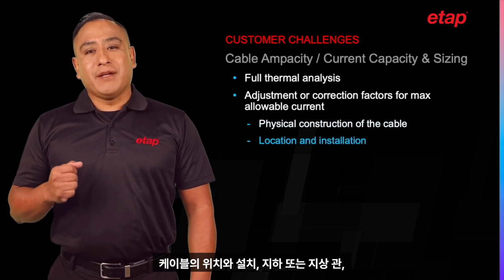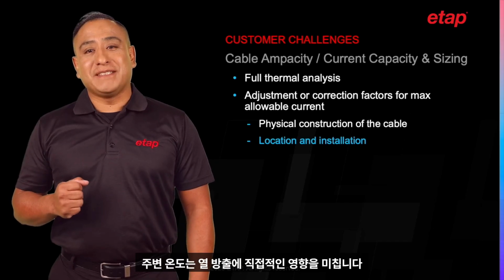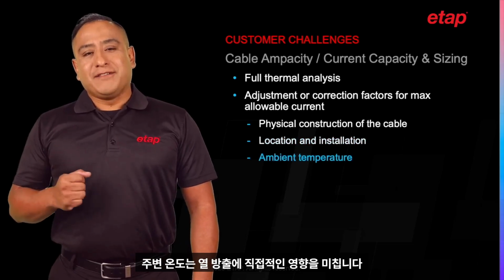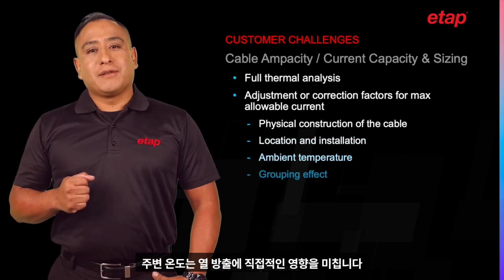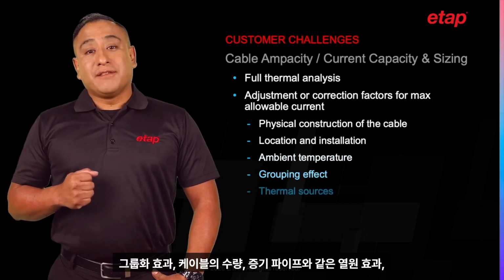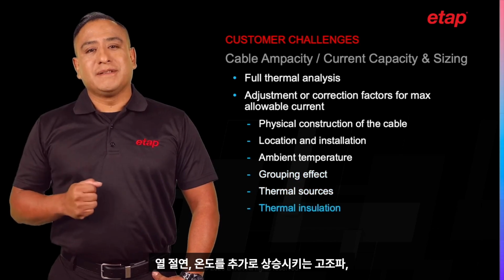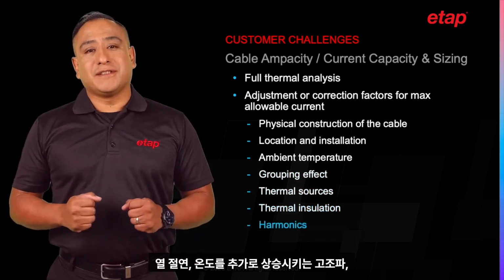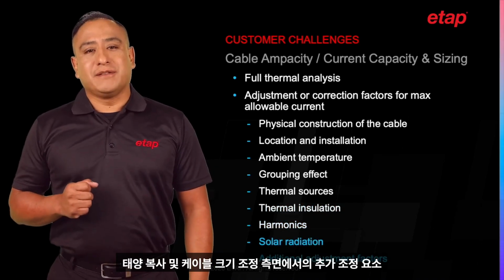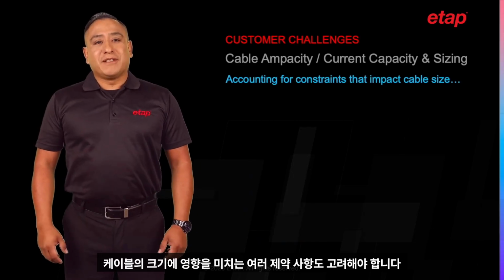Location and installation of the cable, underground or above ground, conduits, trays, cable formation and spacing, etc. Ambient temperature, as it directly affects the heat dissipation; grouping, the quantity of cables; effect of thermal sources such as steam pipes, thermal insulation, harmonics, which cause additional rise in temperature; solar radiation; and additional adjustment factors.